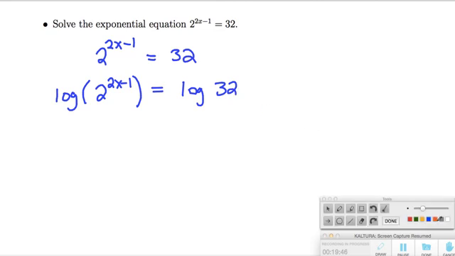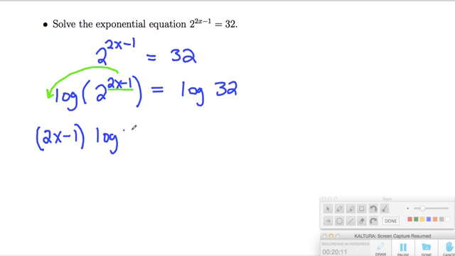At that point, you can pull the power down, but just be careful because this power is actually a complex expression, 2x minus 1. So you got to make sure that you pull that whole thing down and put parentheses around it to make sure that you know that the whole thing is being multiplied by log of 2. So 2x minus 1 is being multiplied by log of 2. And this is equal to log of 32.